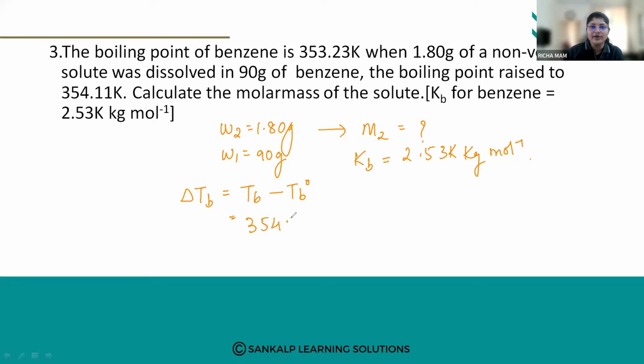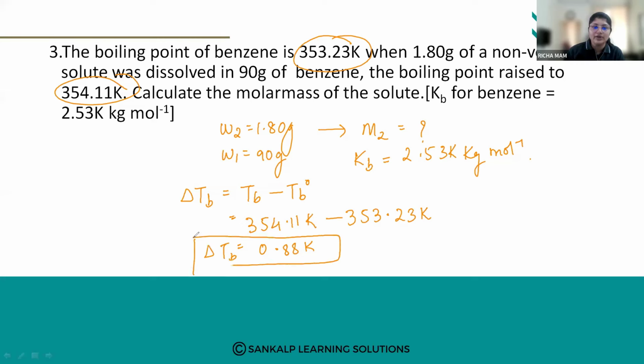354.11 Kelvin. You can see the benzene boiling point was this, and the boiling point was raised to this. So this change you have to calculate. So 354.11 minus 353.23 Kelvin. So the change delta TB is how much? It will come to 0.88 Kelvin. So 0.88 Kelvin is delta TB. So this you have to calculate.